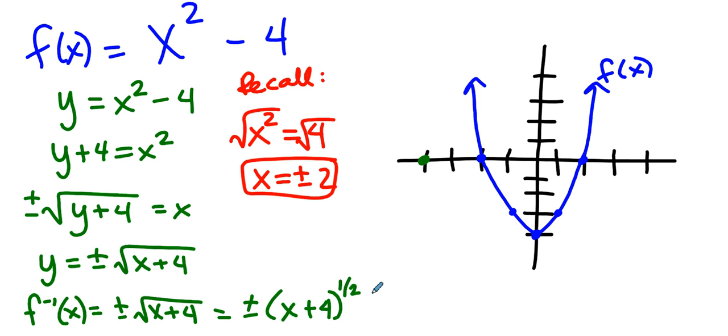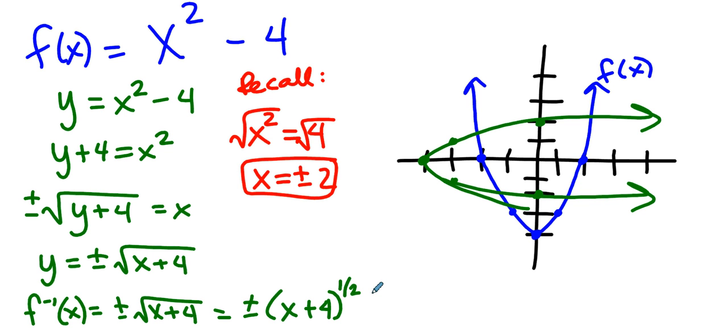So the graph of this, if we graph the whole thing, we would end up with a parabola, but it was flipped on its side. We also could plug in 0, and we would get 2 and negative 2. So this is the entire graph of f inverse of x.